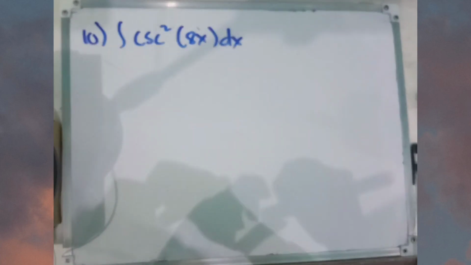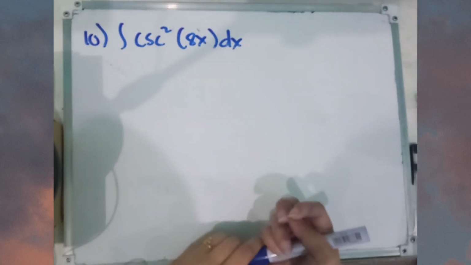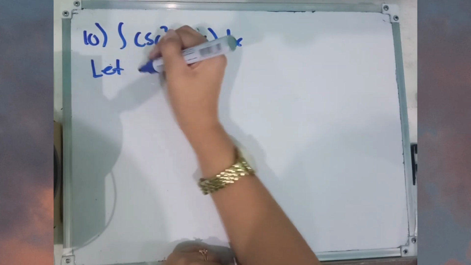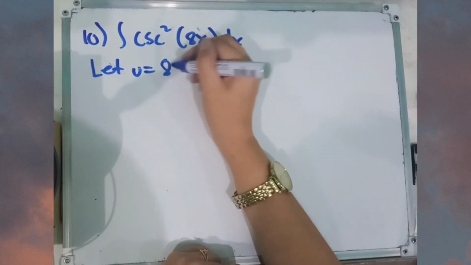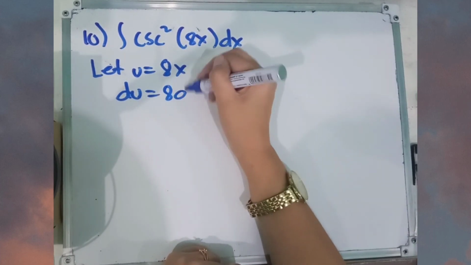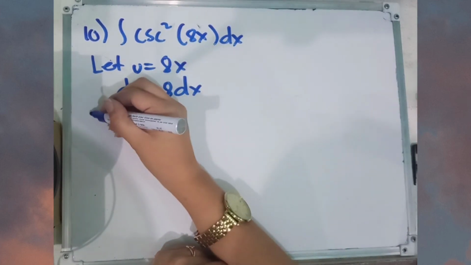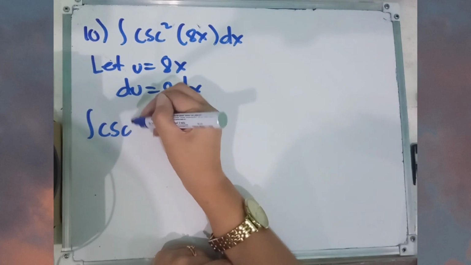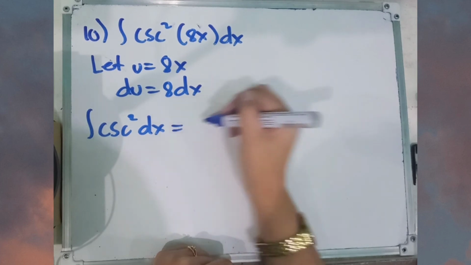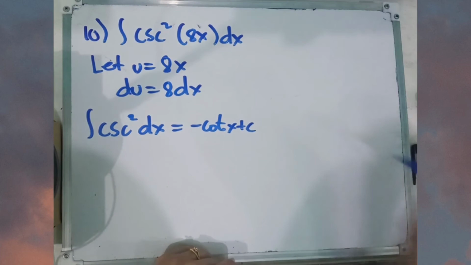We are now down to our last example. Number 10, the integral of cosecant squared 8x dx. So let u be equal to 8x. du with respect to dx is, of course, 8 dx. And recall, for the rule, the integral of cosecant squared x dx is equal to negative cotangent x plus c.